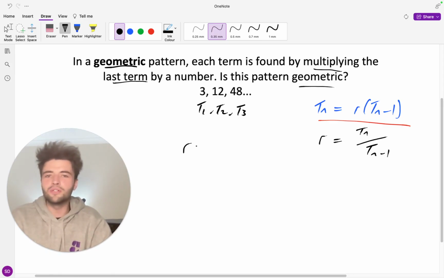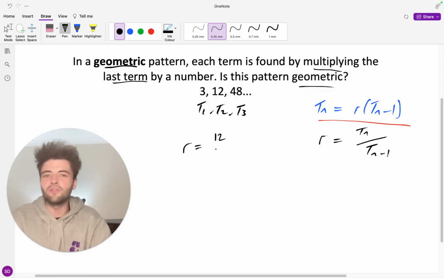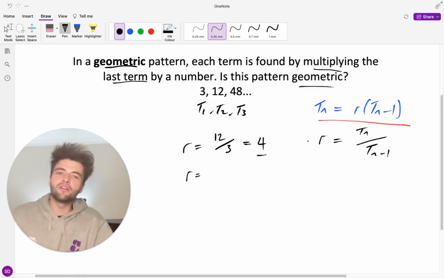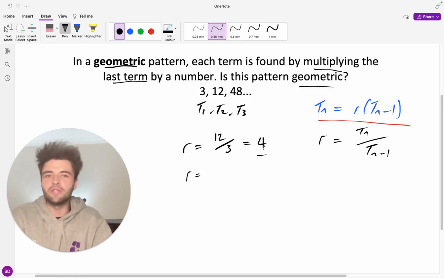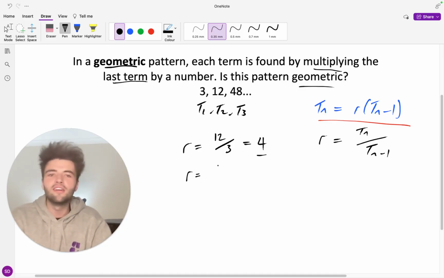And so to find R, we're just going to take the first 2 terms, so we're going to have 12 being our T2, and the term before that is going to be T1, which is going to be 3. And if we divide 12 by 3, we're going to see that R for the first 2 terms is going to be 4. This is kind of working in reverse. So rather than multiplying R by T1 to find T2, we're just dividing T2 by T1 to find R. And now we just repeat the process for the second and third term.